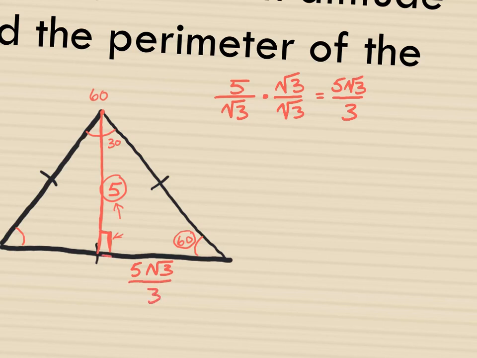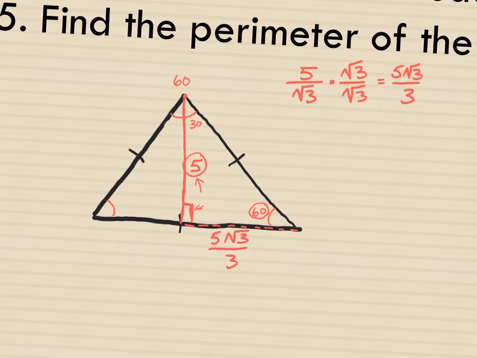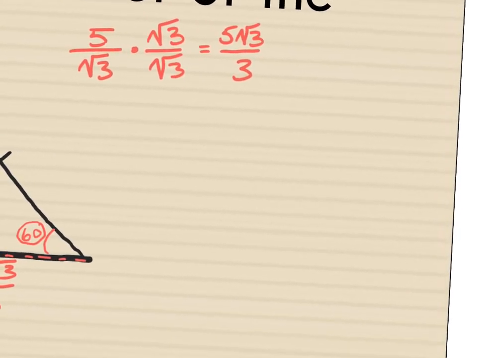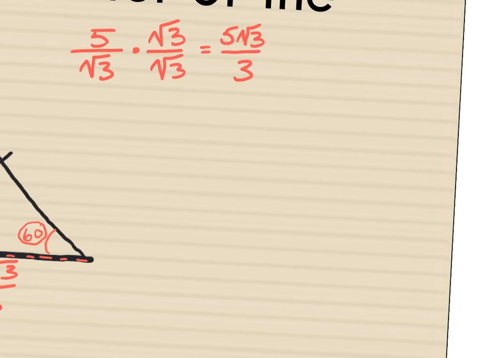Now just remember, that's this piece right here. Not the whole bottom of this triangle, just that piece. You just multiply that by 2. I don't understand. Isn't the black side like... Yes, the black side on the right is the hypotenuse. So now you just multiply 5 square root of 3 over 3 by 2.